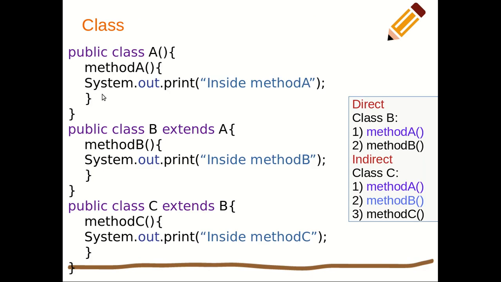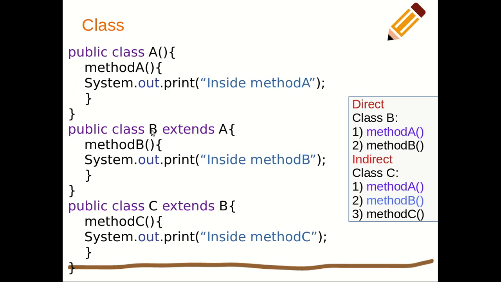Okay, let's look at this through a sample code. Here we have three classes: class A, class B, and class C. Class B extends class A. Class C extends class B. Class A has method A, class B has method B, class C has method C.